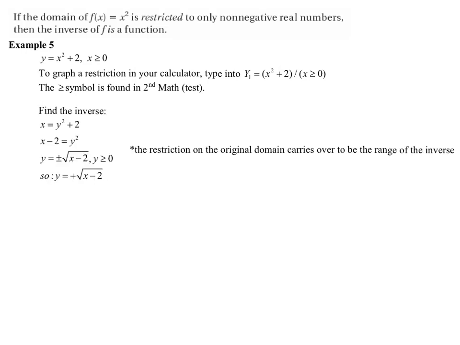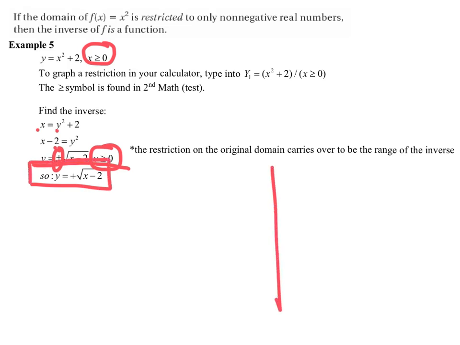So now here, to find our inverse, once again, the only rule is switch x and y, so I've got x equals y squared plus 2. We take away 2, and then we take the plus or minus the square root. However, we had a restriction on our domain, and when you switch x and y, that now goes to the restriction on y. And so if y has to be greater than or equal to 0, then this plus or minus thing goes away because we can't have negatives. Negatives are not greater than or equal to 0. So our inverse is just the positive of the square root of x minus 2.